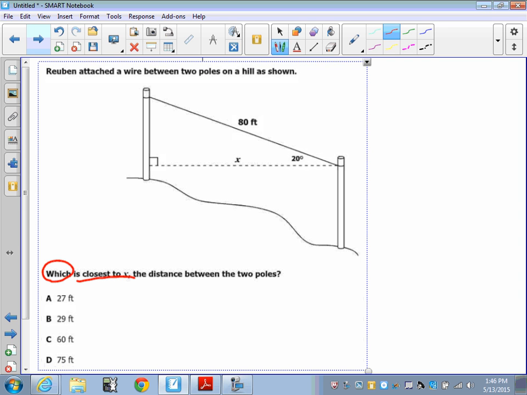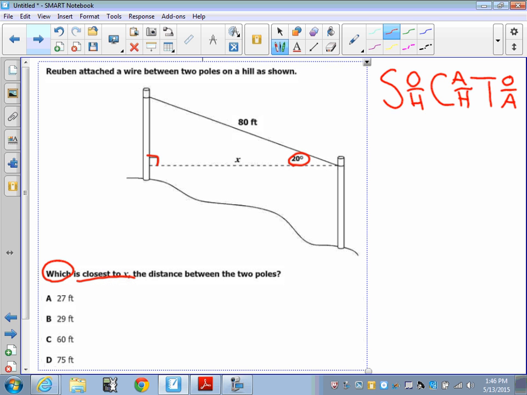Which is the closest to x? So that's really all I need to solve for. It's x. I notice it's a right triangle and I have an angle other than 90. That's 20. So that tells me I'm going to be using Sohcahtoa.